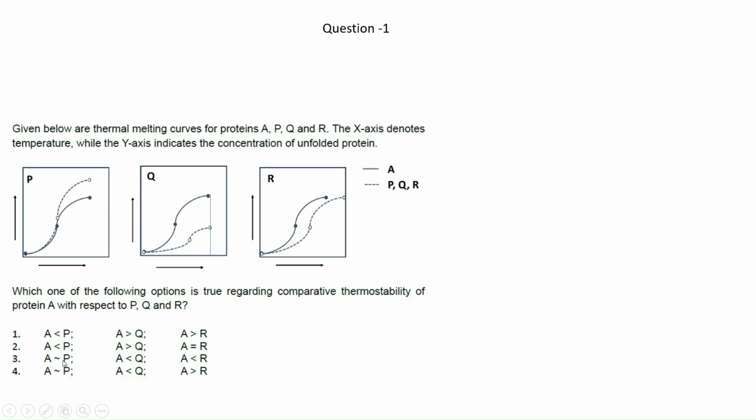Now since the comparison of A and P is same in both the options, we just have to consider the third parameter, comparison of A with R. Now for comparison of A and R, we can see that they reach the same level of unfolded proteins but at different temperatures, which means that it takes a higher temperature for the protein R to become unfolded compared to protein A, which means that R is more stable than A. So A is less stable than both Q and R. So our correct answer will be option 3.